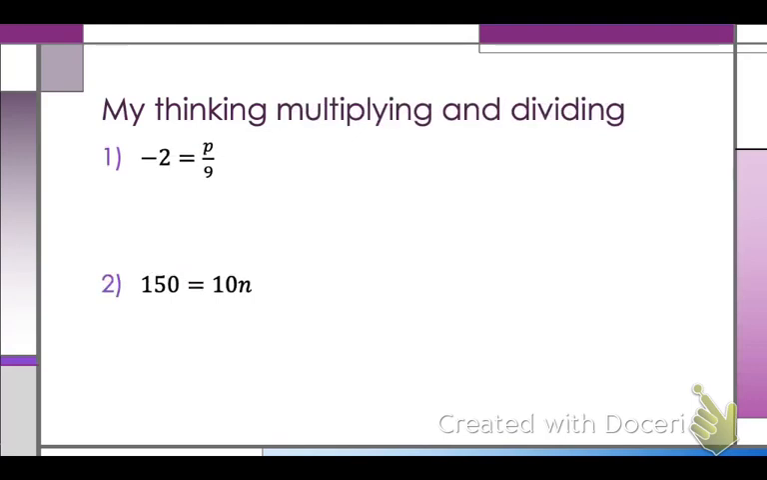Next, if we have multiplying and dividing. Same thing, line down the middle of the equal sign. P over 9 means division. So we do the opposite, which is multiplying. And I show multiplying by putting a dot and writing a 9. And I'm going to do the same thing over here, times 9.